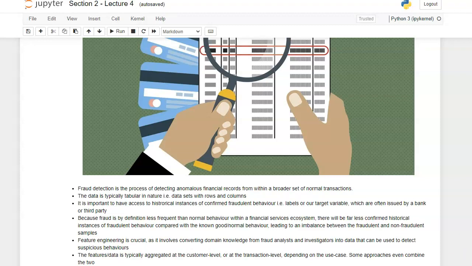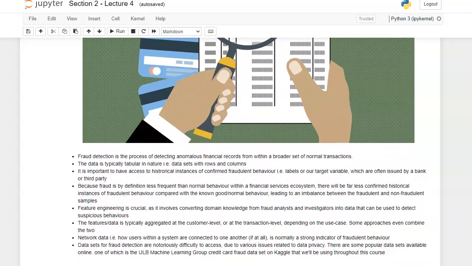And these features that we use within models are typically aggregated at the customer level or at the transaction level, depending on the use case, and some approaches might even combine the two. So what we mean by aggregated at the customer level, we can look at the customer's transactional behavior over time, aggregate those things up, and say, for example, how many transactions had the customer made over their lifetime, or over the last 6 months, over the last 7 days, over the last 24 hours, that kind of thing.